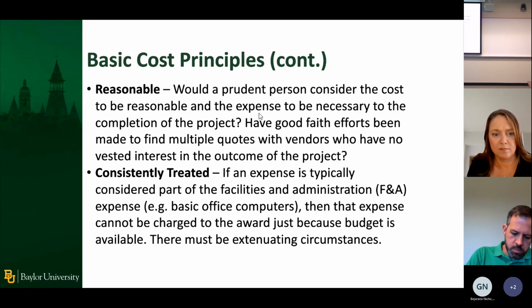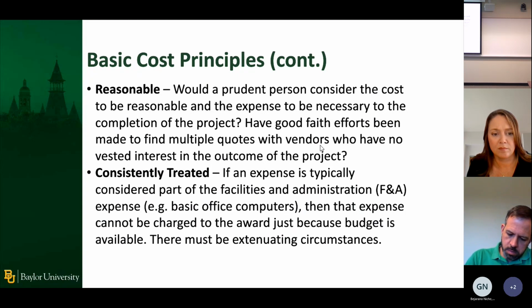It also needs to be reasonable. And reasonable is a very loose term. So the definition is, would a prudent person consider the cost to be reasonable and the expense to be necessary to the completion of the project? Have good faith efforts been made to find multiple quotes with vendors who have no vested interest in the outcome of the project?